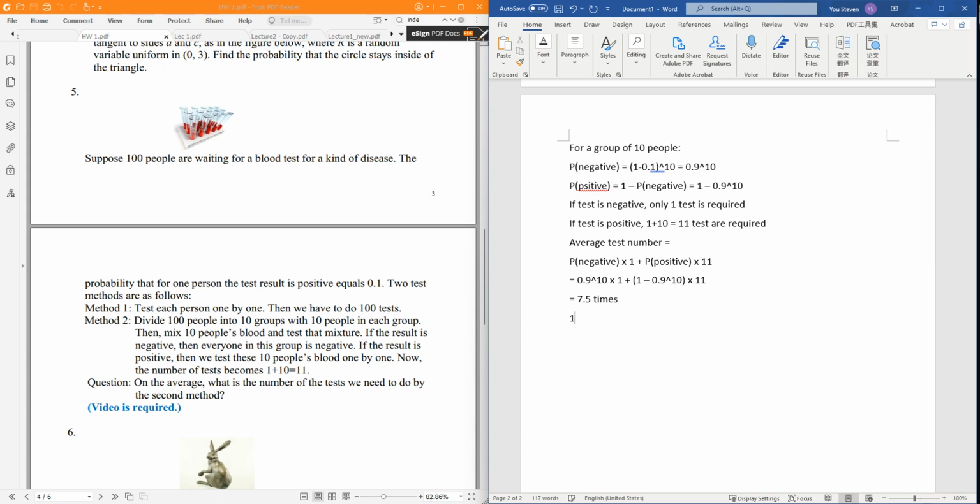But we have 100 people, so it's a total of 10 groups. So for these 100 people, the test number is 10 groups times the average test number for one group, so it's a total of 75 tests.